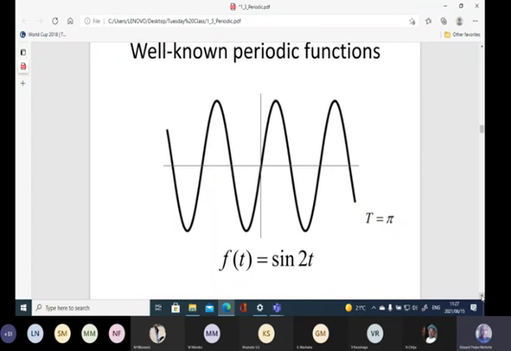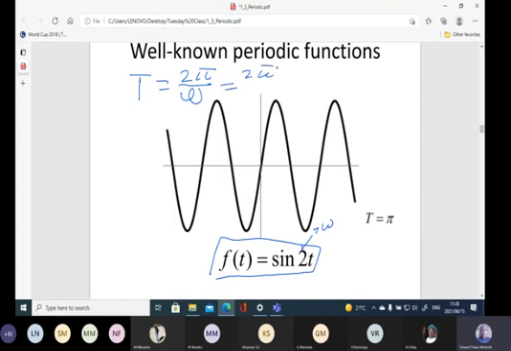Similarly, sin x has the same period. But here we are not given sin x, we are given sin 2x. Now, we know that T = 2π over ω. In this case, ω is equal to 2. So we have 2π over 2, and this is equal to π. So our period is π.